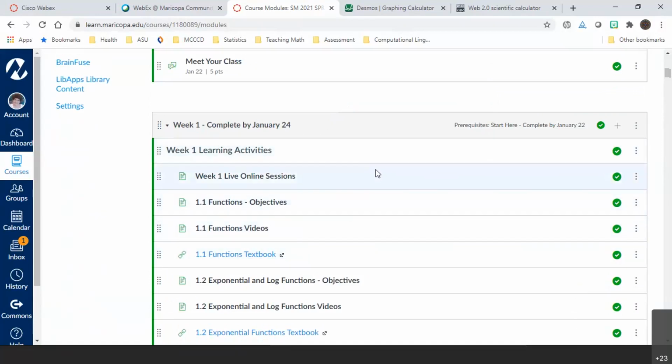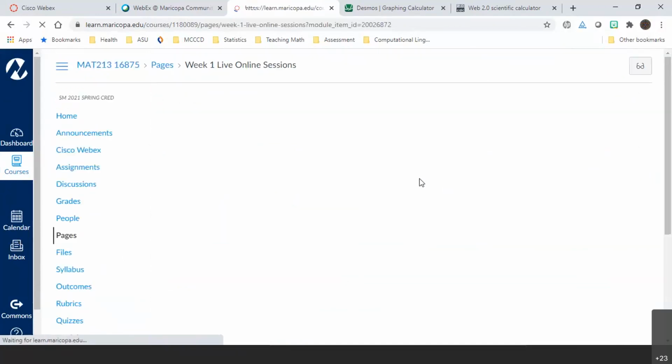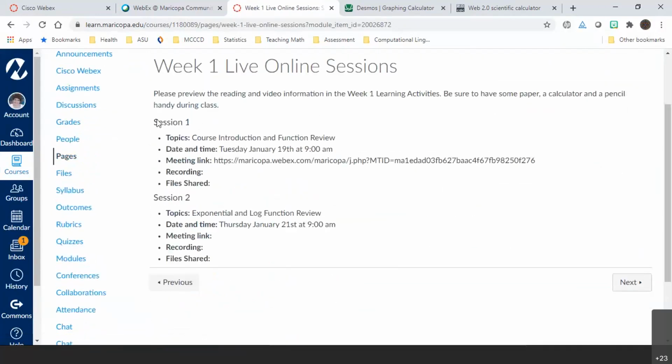each one of these, week 1, week 2, is arranged pretty much the same. There's a learning activities section, and what that has is a link to our online sessions. I'm going to just open this up to show you what it looks like. Each one of our weeks has this. And again, it talks about our online session recordings.